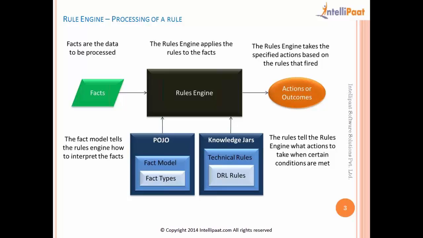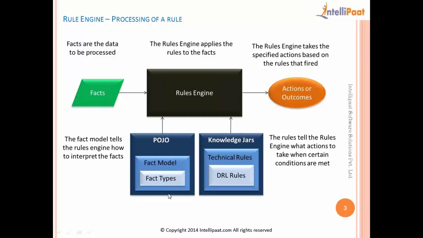So in the center you have the rules engine, that's fine. We have two items here, one is the POJO and the other is the knowledge JAR. It's the same thing which I showed there. This is the POJO, the fact model. Facts are nothing but the data that is going to flow through the system, the data on which the rules are going to be applied. So here the data is being called a fact. The instance of data is being called a fact. This POJO is the type of the fact.